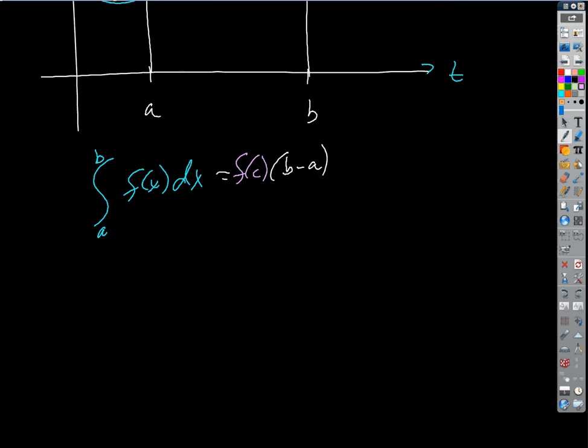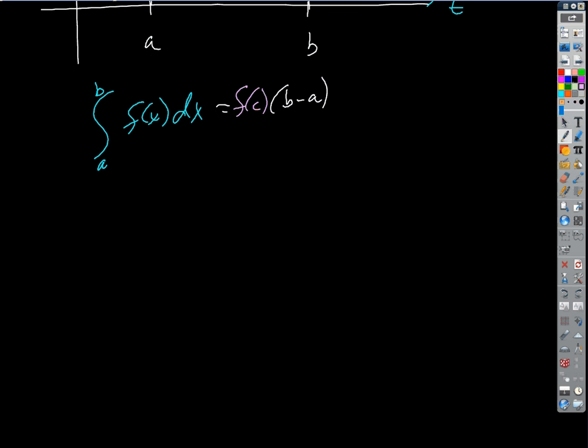Well, that's a pretty easy equation to solve. What's f of c equal to then? If I solve for that, I take the integral divided by b minus a. So we just get f of c equals this area divided by the width of the interval, by b minus a, okay?